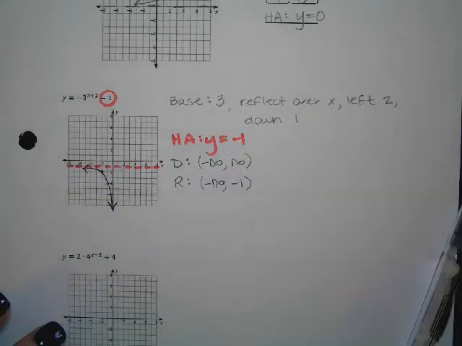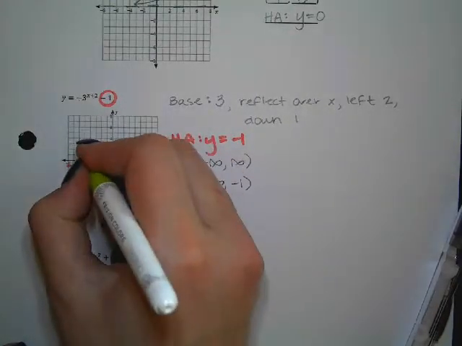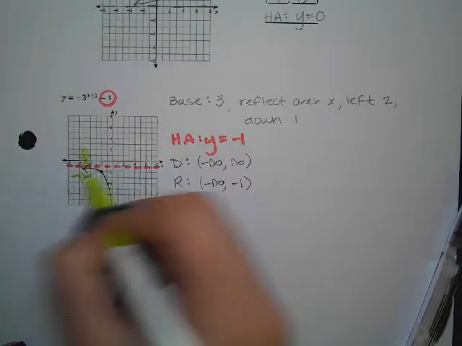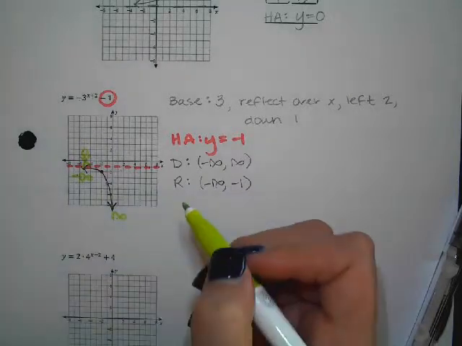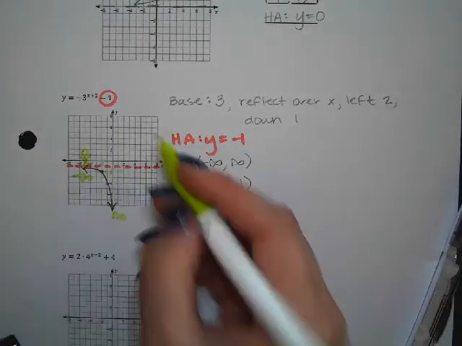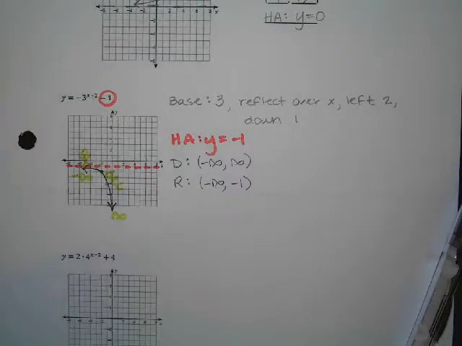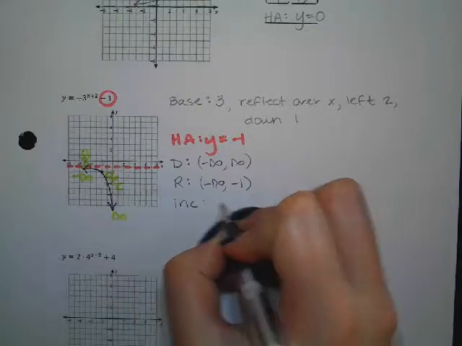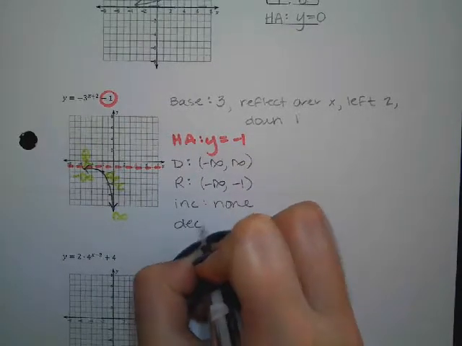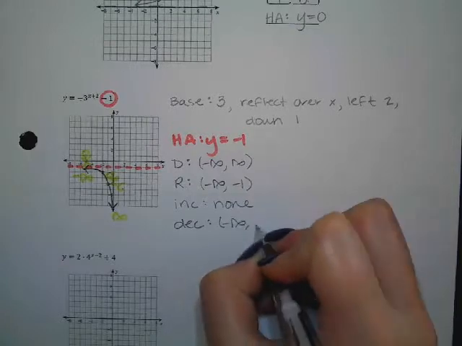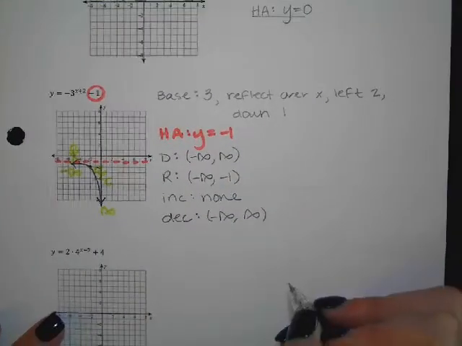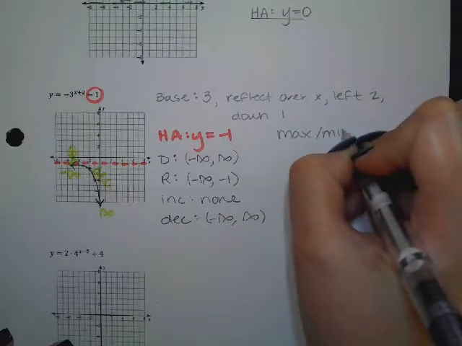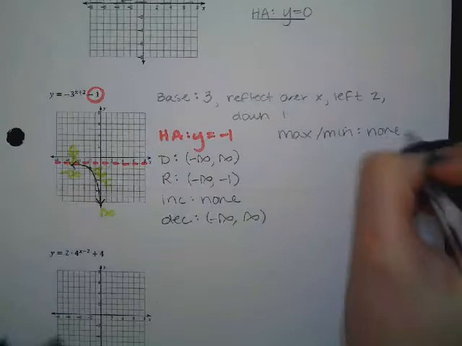If we put a little stick figure in there, he would be right here. And so this is an x value of negative infinity. This would be an x value of positive infinity because it's a right arrow. And he is walking downhill, so he is decreasing only. So for increasing, I'm going to put none. For decreasing, I'm going to put negative infinity to positive infinity. As far as maxes and mins, mountaintops or valleys, there are none for this graph.